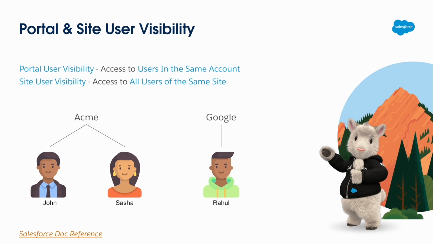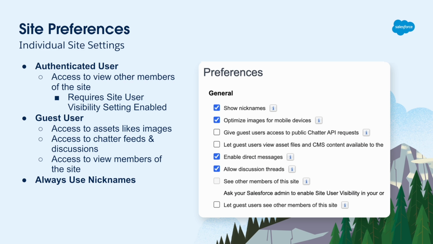However, if you enable site user visibility, then the user has access to all the users of the same site. So going back to our example here, John would be able to see both Sasha as well as Rahul. But site user visibility works in conjunction with an individual site setting, and that brings us to site-specific preferences. So for an authenticated user to view other members of the site, you need to enable both the global site user visibility setting and this setting that says see other members of the site.